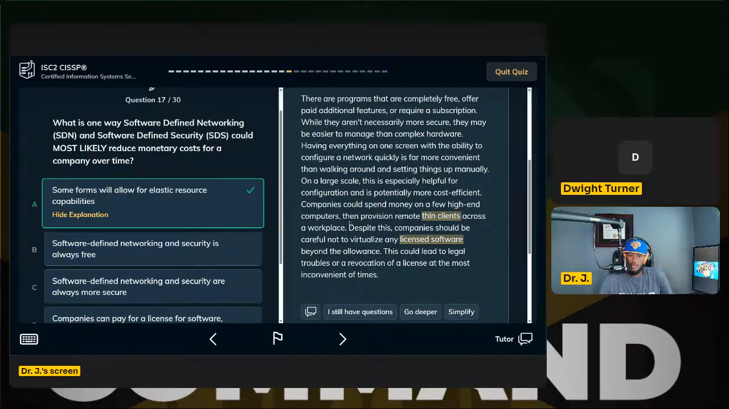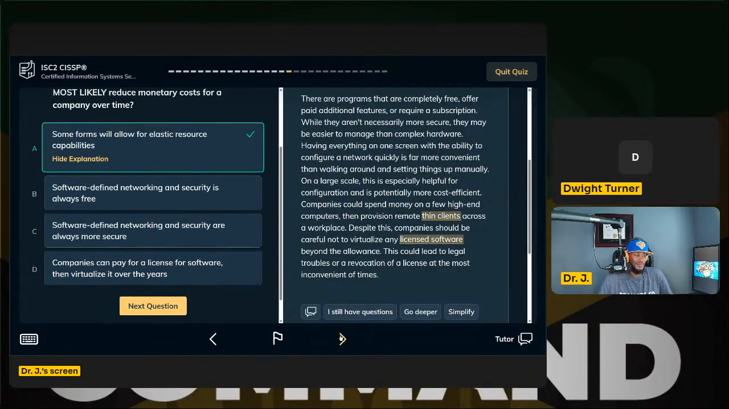Companies could spend money on a few high-end computers, then provision remote thin clients across a workplace. Despite this, companies should be careful not to virtualize any licensed software beyond the allowance. That could lead to legal troubles or revocation of a license at the most inconvenient time. And that's what I was saying, it seemed a little backhanded to do it that way with Delta. So that makes sense.